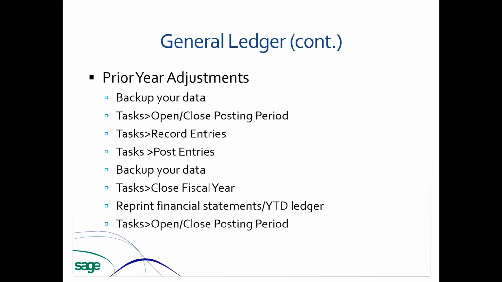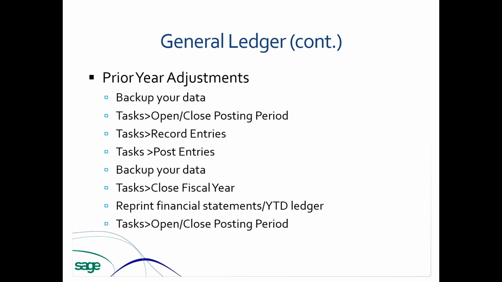Then we're going to use Tasks, Open Close Posting Period, and we're going to open the period that we want these entries to be posted to. So it will be our December of last year. We're going to use Tasks, Record Entries to record that entry. If we're set to a manual post, we're going to run Tasks, Post, or we're going to say yes to post it when we hit the Finish button. Or if we're automatic post, it just automatically posts when we hit Finish.